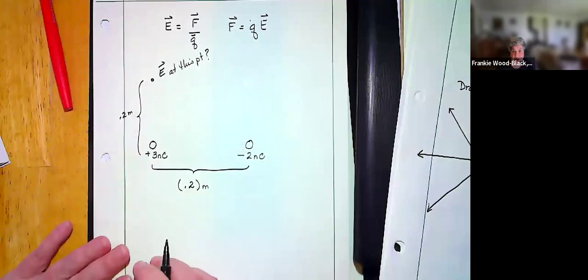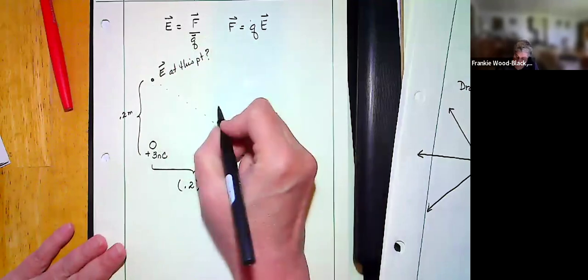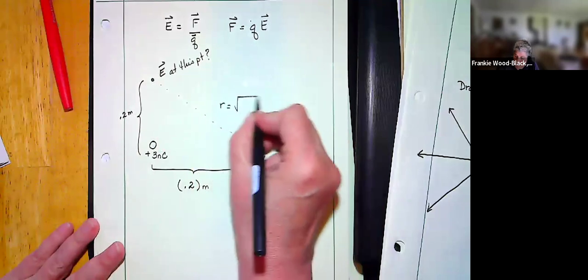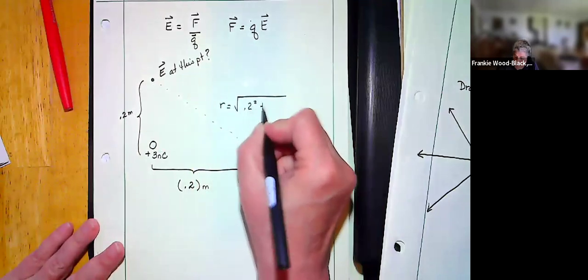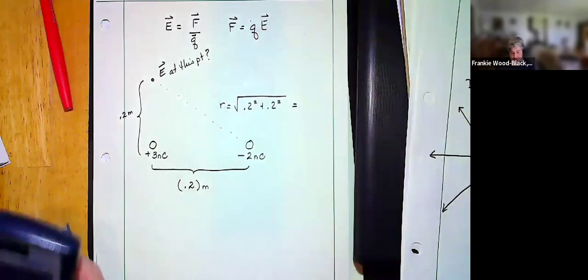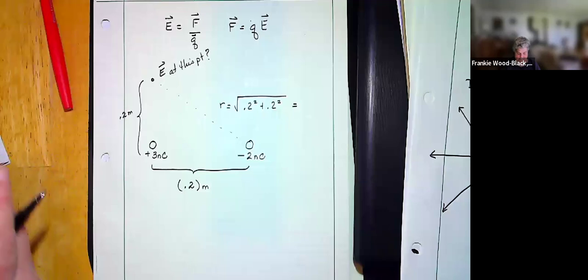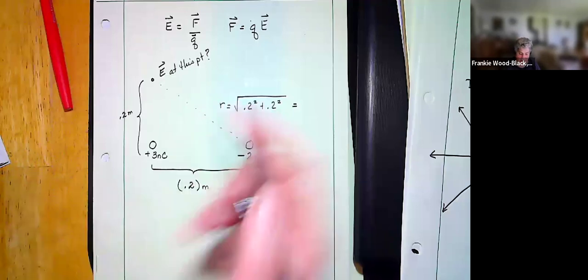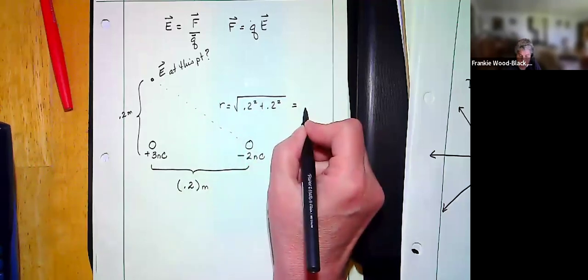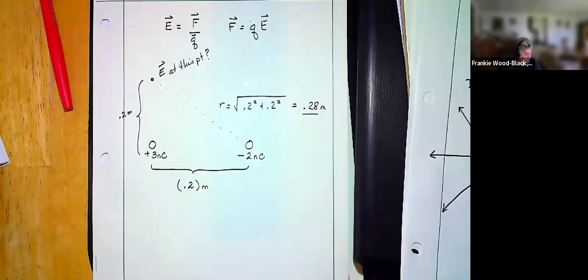So one of the things that we need to know is this distance. So we've got to calculate that R. So that R is going to be the square root of 0.2 squared plus 0.2 squared, because we're going to use Pythagoras' theorem there. And I get 0.28 meters.